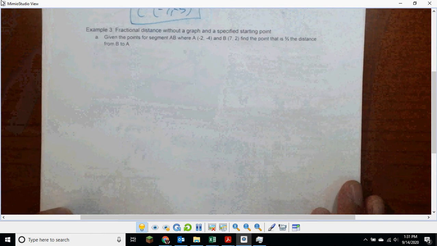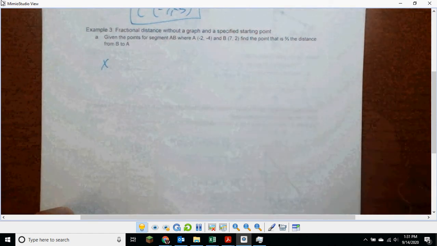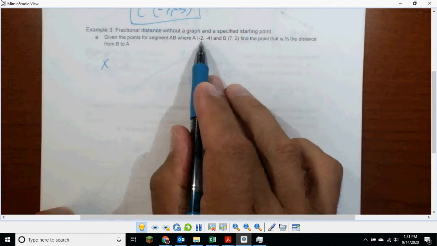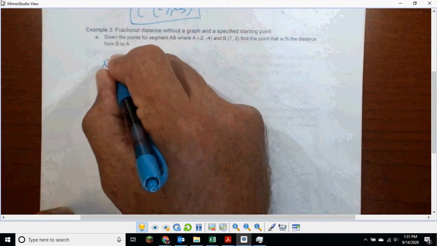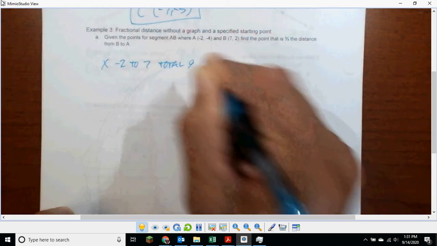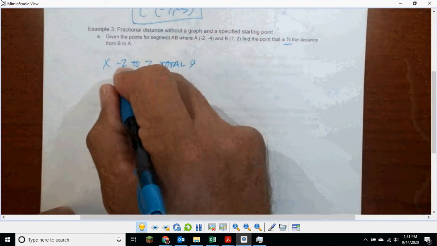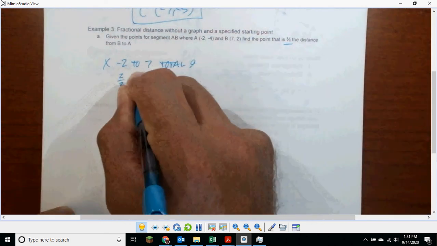All right, last little bit today. We want to find fractional distance without a graph. So again, I'm just going to look at my x. My x goes from -2 to 7. So -2 to 7 is a total of 9. I want to find the point that is 2/3 the distance. So 2/3 times 9 is 6.